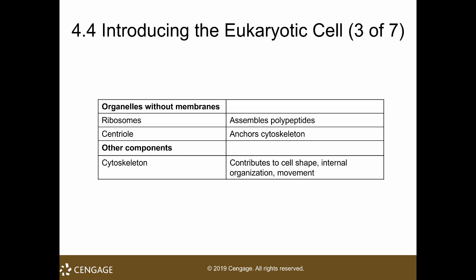Now we also have the centriole, which anchors the cytoskeleton. Its function is during mitosis, or cell reproduction. And other components are the cytoskeleton, which is basically the one that gives shape to the cell. It also provides the cell means of locomotion, as well as helps in transporting vesicles.